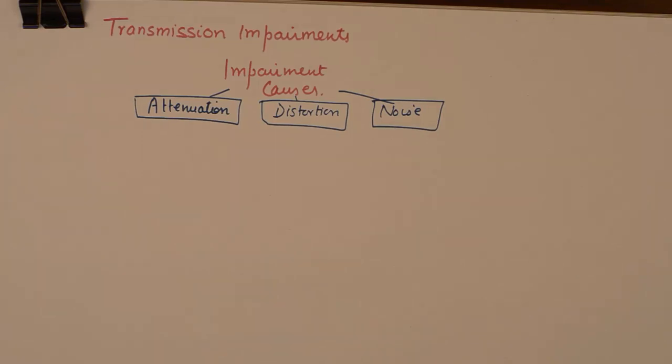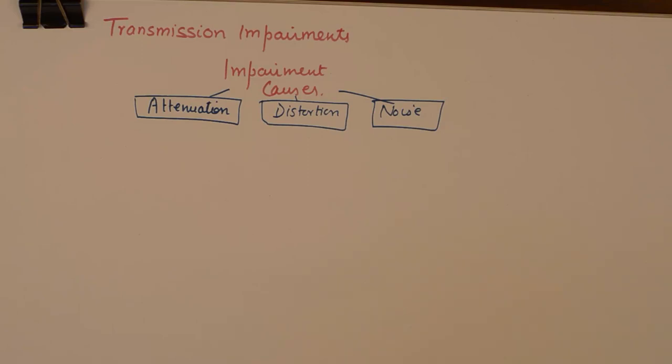Hello Internet, welcome to another topic in the series of computer and data networks. In today's topic we'll discuss a very important performance parameter in determining network's performance, which is impairment.